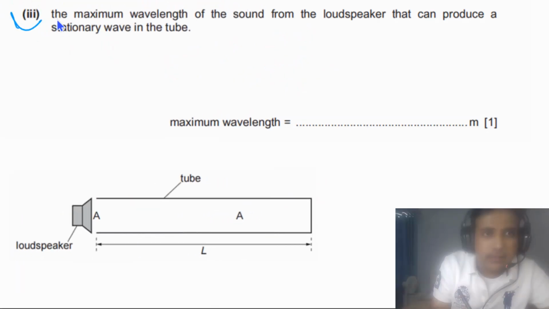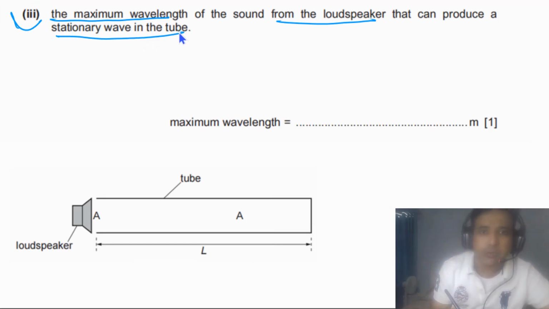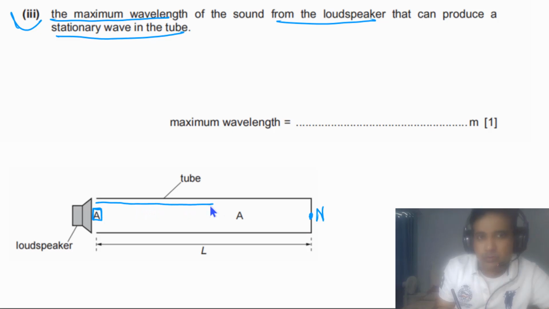The third part says: the maximum wavelength of the sound from the loudspeaker that can produce a stationary wave in the tube. So we need to determine the maximum wavelength, and the maximum wavelength is possible when we have an antinode at the open end and we have only one node at the closed end. Now if we sketch the stationary wave, it should look like this.